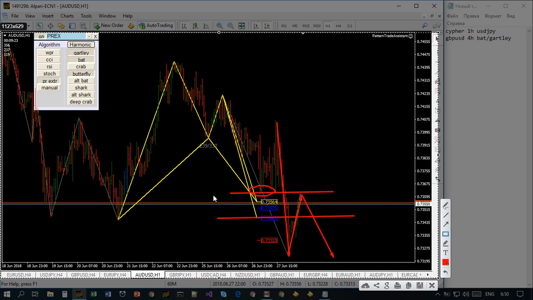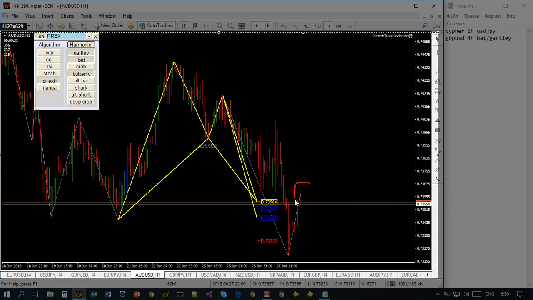So this was the zone. Support is never a line, it is kind of a zone. So we've broken this zone, retested this zone, and now we have a wonderful opportunity to sell it. The pattern says sell it, guys.